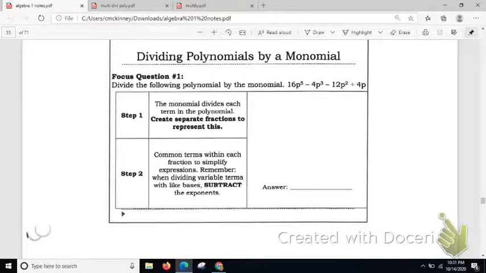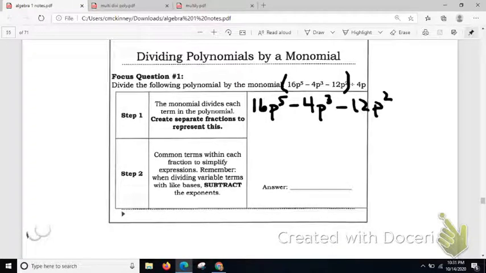So here we go. Remember that division is typically written as a fraction, but in this case, what they're saying really technically should have parentheses around there, is all that, the whole thing, needs to be divided by the 4p. So I'm going to rewrite it just so it's a little larger here. 16p to the 5th minus 4p to the 3rd minus 12p squared.